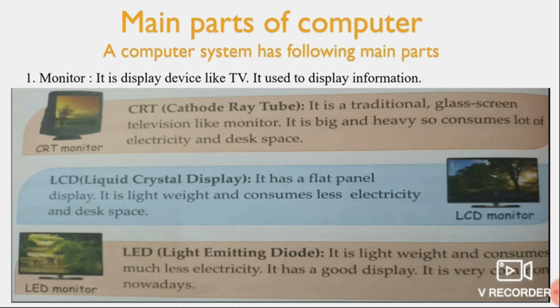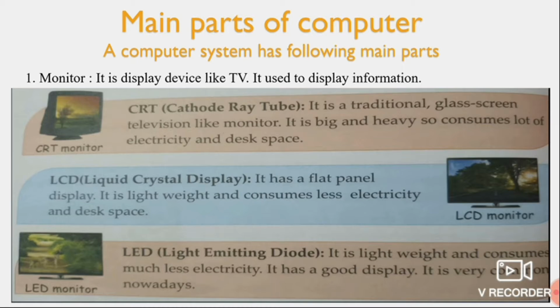Another is the LCD monitor. LCD is liquid crystal display. It has a flat panel display. It is lightweight and consumes less electricity and desk space. It uses liquid crystal display technology to show clear pictures, graphics and videos.